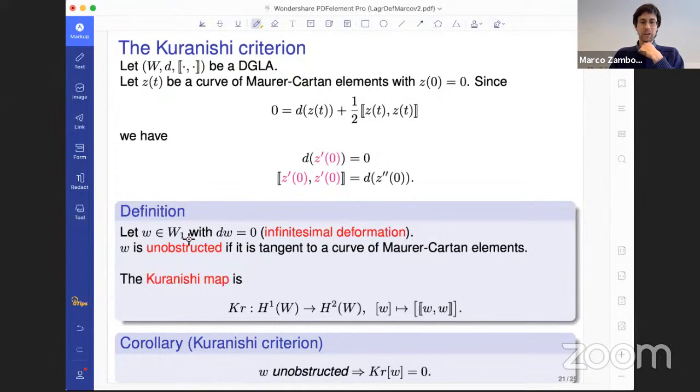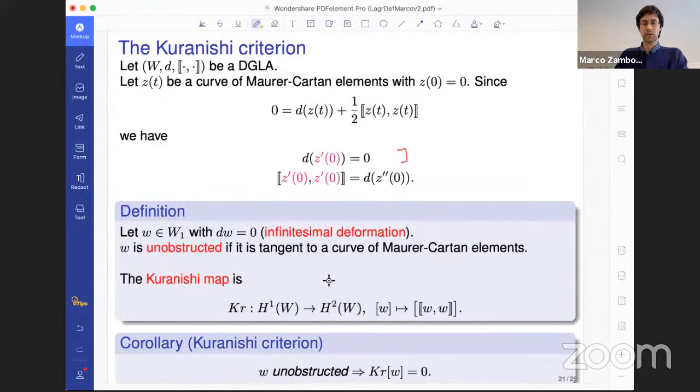We call an element in degree one which is closed an infinitesimal deformation. And we say that such an element is unobstructed if it is tangent to a curve of Maurer-Cartan elements. This definition does not come from nowhere, of course. It comes from the first equation here, which says that the velocity at time zero of your path is a closed element. These are the candidates for starting velocities of paths of Maurer-Cartan elements. There is a well-known criterion to detect obstructedness, and it uses the so-called Kuranishi map.